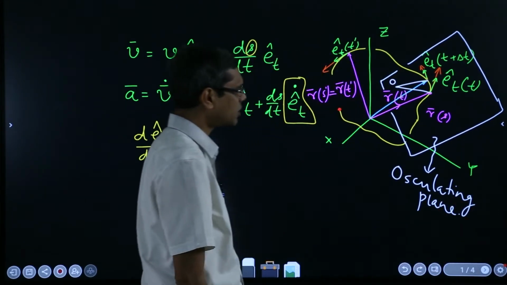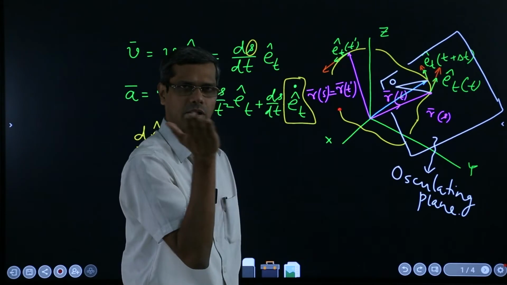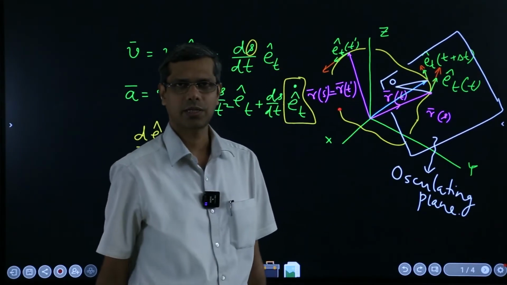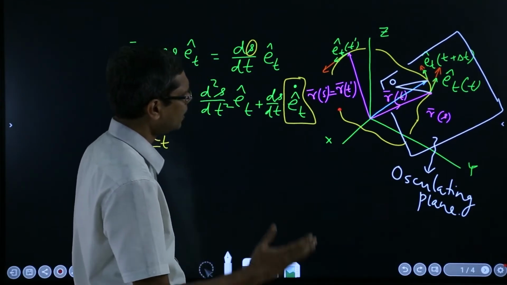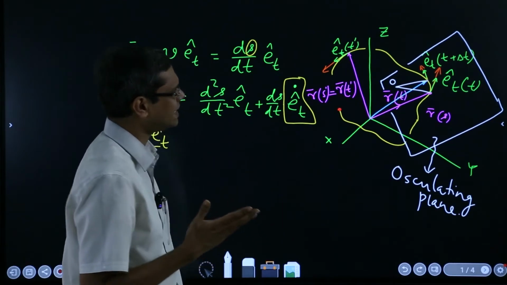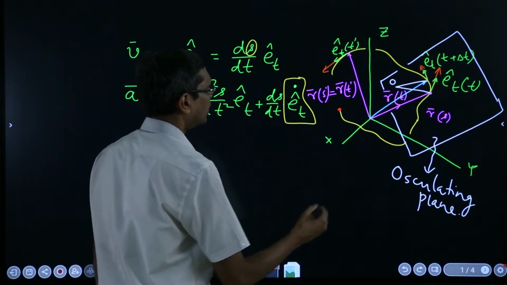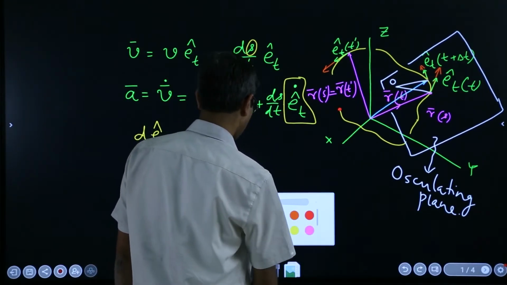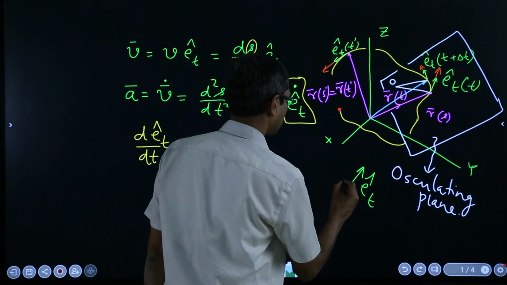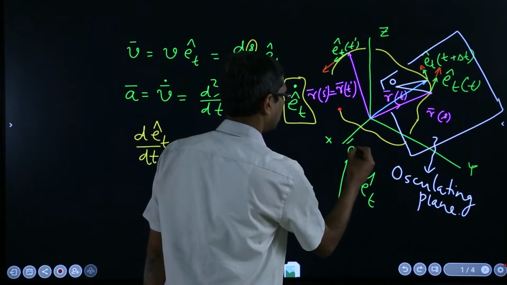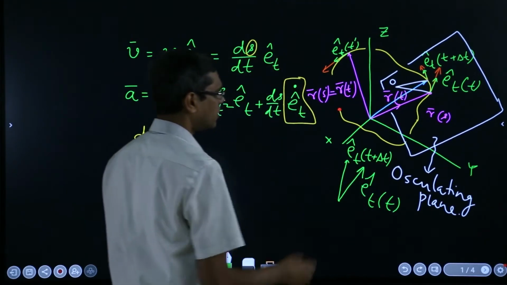The word osculating means kissing. In a way this plane is just touching or kissing the curve at that particular location at which the point is presently positioned. And our radius of curvature is defined on that oscillating plane. Now we can draw et like this, and this is et at t plus delta t, and we are drawing these things on the oscillating plane.